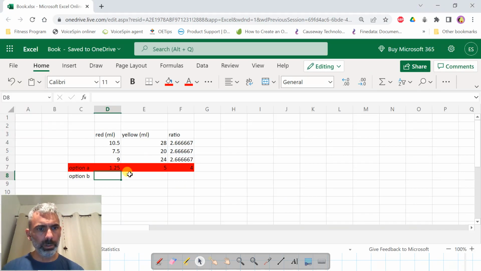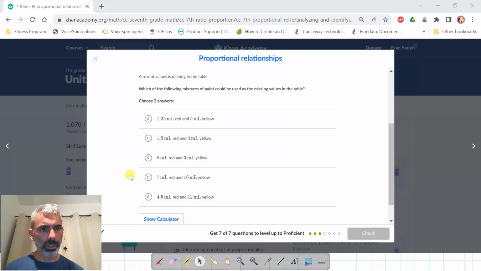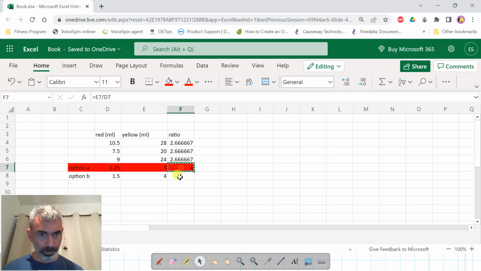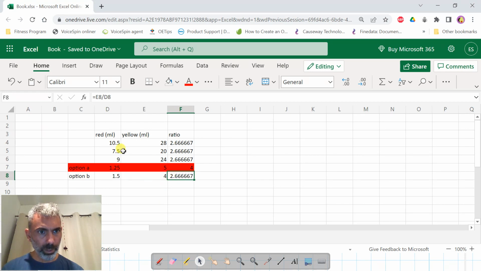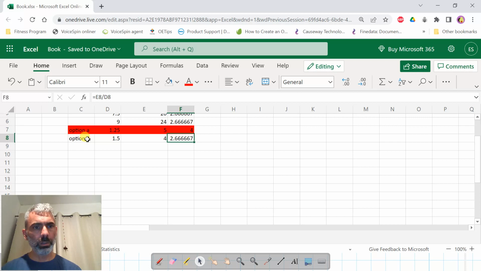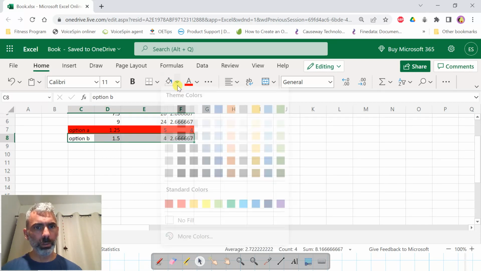1.5 milliliters of red and 4 milliliters of yellow, 2.66. Okay, so 2.66 is when I divide E8, which is this cell, divided by D8, which is this cell. So 4 divided by 1.5 is also 2 2/3. So option B is good.